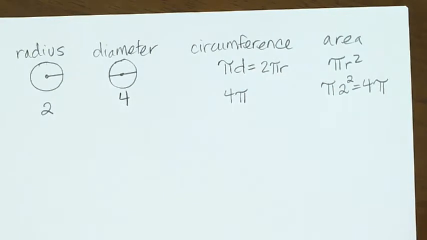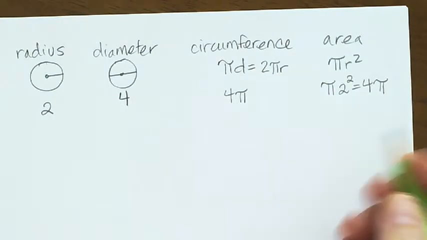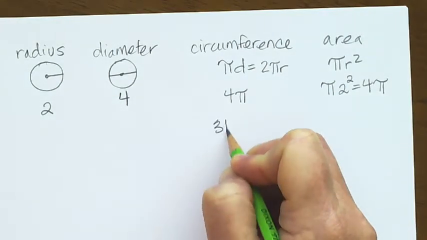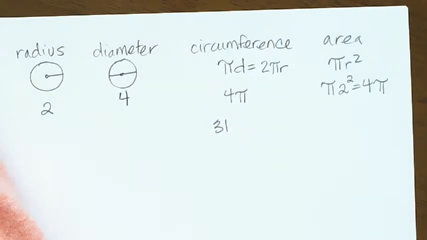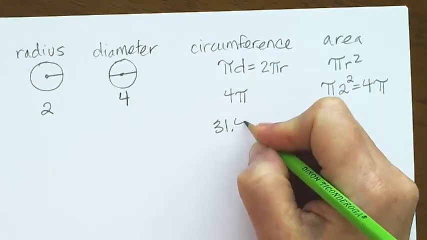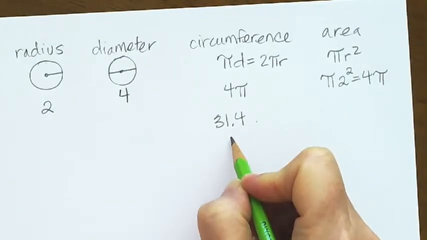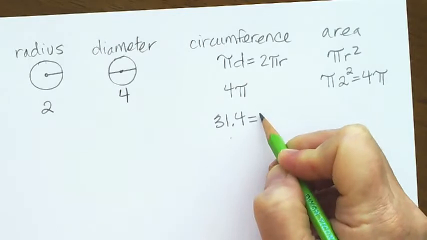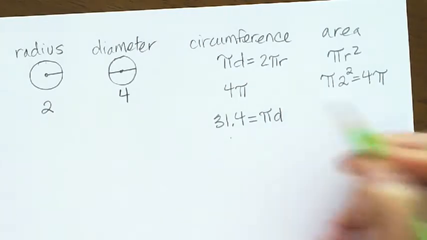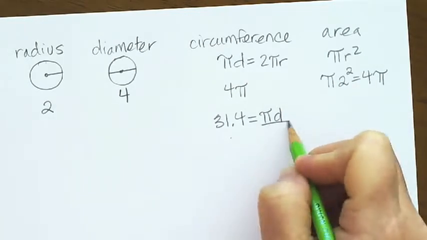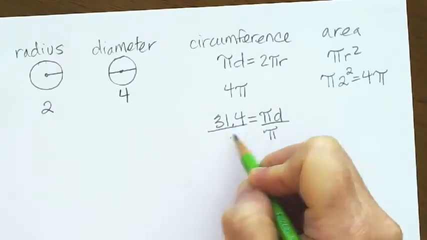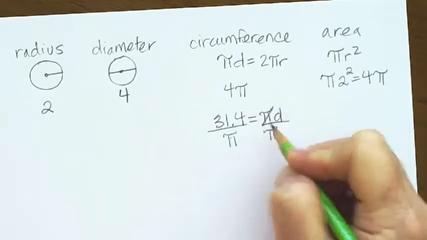Okay, now there are some in here where the circumference is given, and what I have noticed as I've been helping students is that the circumference, if it's given as a decimal, it's always a multiple of pi. So in this case, they say it's 31.4. So if 31.4 is my circumference, then that is equal to pi times my diameter. So I would just divide both sides by pi to figure out what the diameter is.